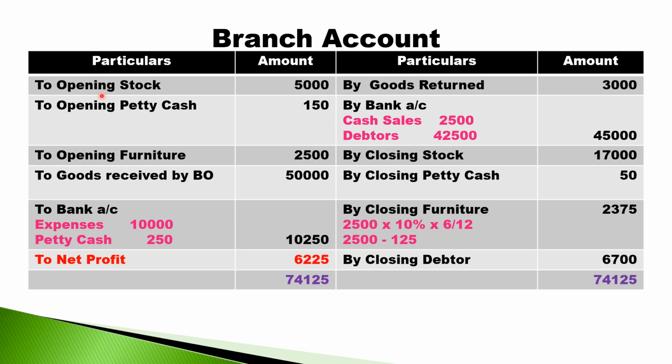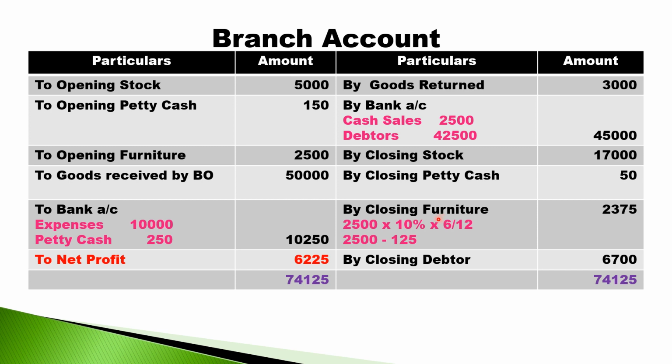Now branch account, students: to opening stock, to opening petty cash, to opening furniture, to goods received by branch, and amount received by branch from head office 10,250. Then goods returned by branch. Then branch has to pay two amounts, cash received from sale and cash received from debtor should be paid back to head office. Closing stock, closing petty cash, closing furniture.